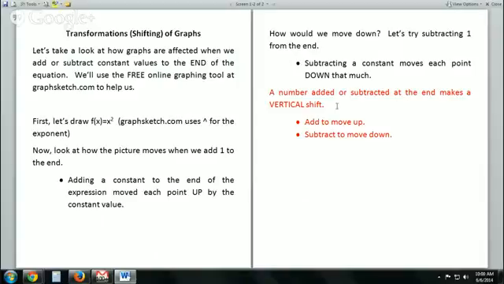Now here's the key for us to keep in mind. A number added or subtracted at the end gives us a vertical shift. It either moves the picture up when we've added, or it moves the picture down if we've subtracted. Vertical shifts come from adding or subtracting at the very end of the function.